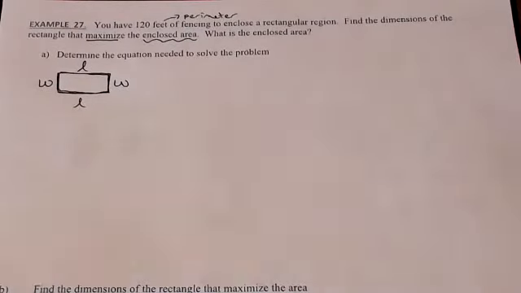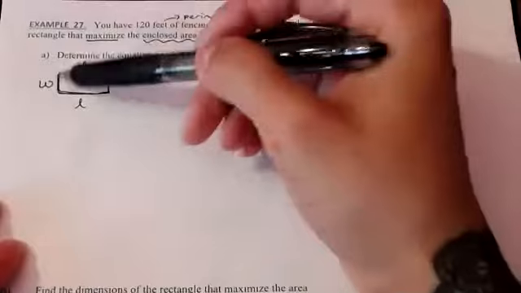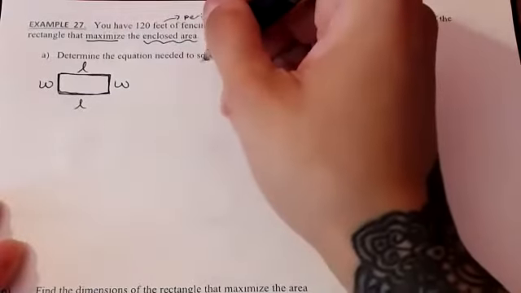If I know that I have 120 feet of fencing, can you give me my equation initially? How do I use L and W to say I have 120 feet of fencing? How do you do it? What do you do with perimeter? It would be 120 plus 2L equals 2L plus 2W.